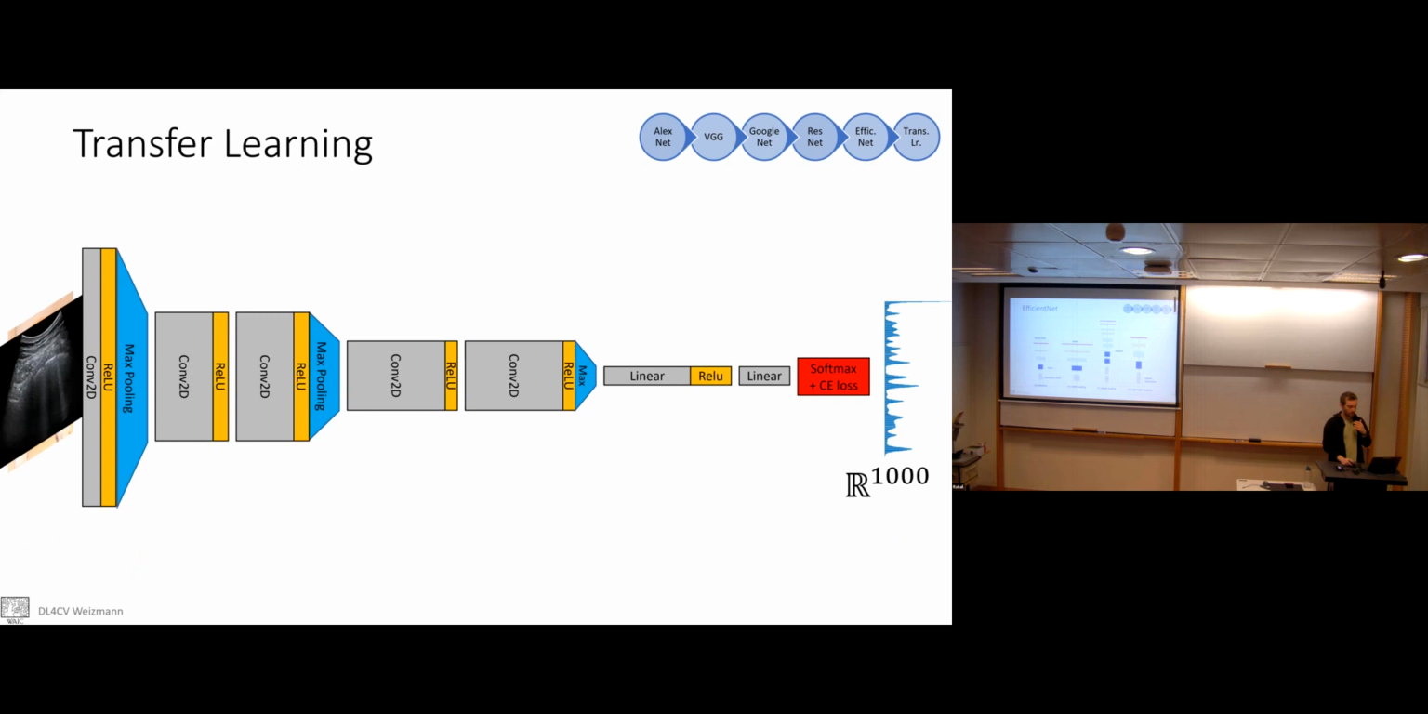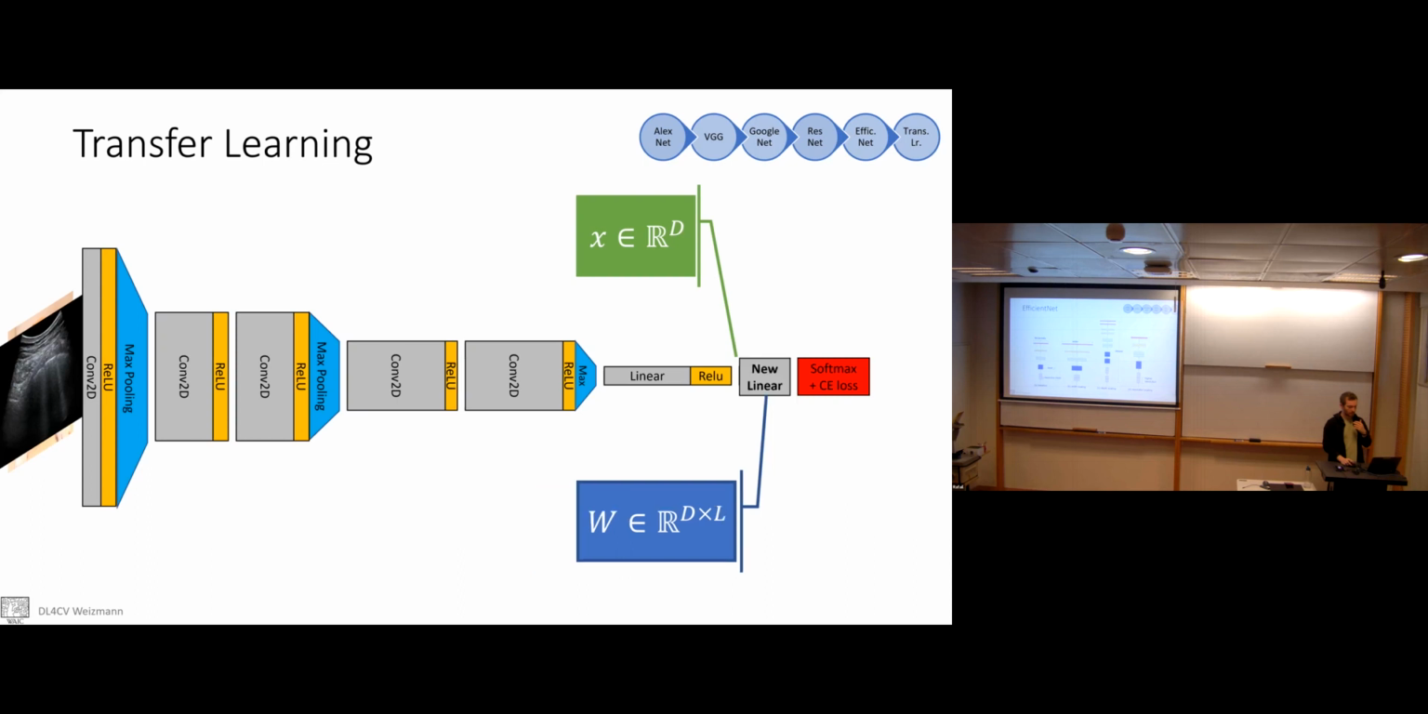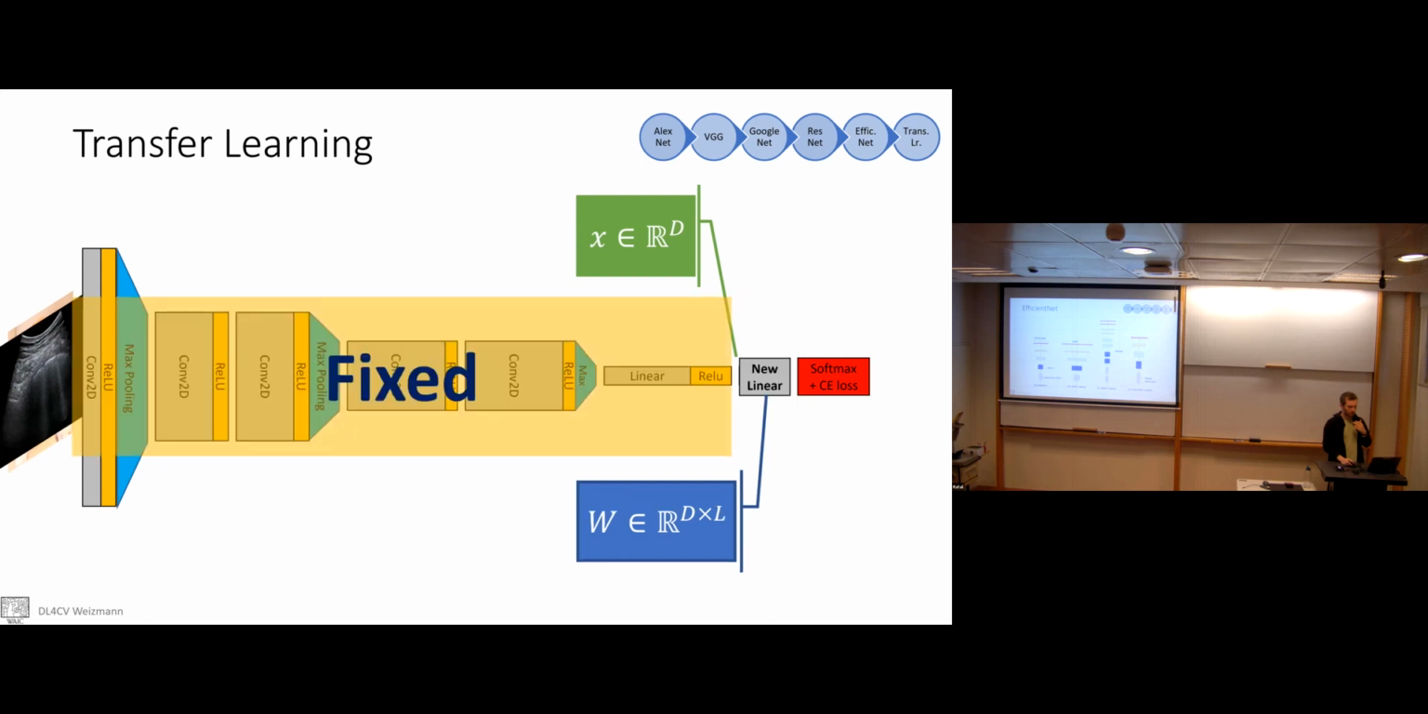But it turns out that the intermediate representations of this network, for example the last layer before the classification head, will actually be pretty good for this image. So what you can do is replace the last classification head with your new linear layer, fix all the parameters before, and fine-tune your model on your ultrasound images just by fine-tuning this new classification layer at the end. That way, you won't have to train your model from scratch.